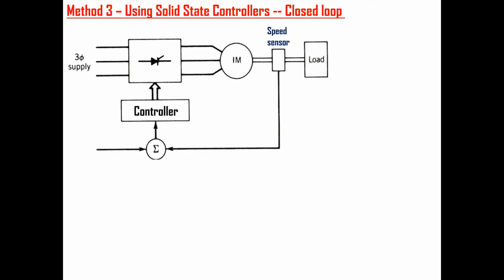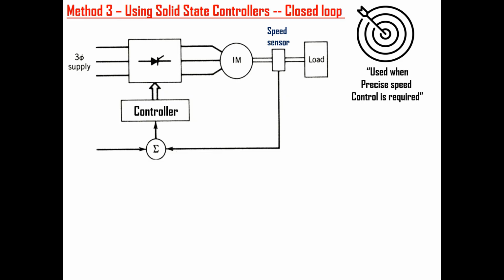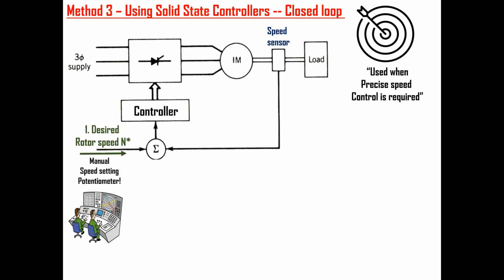Method 3. Using closed loop solid state controllers. It is used in application where precise speed control is required. To make it simple, let's understand the whole process in 6 steps. In step 1, the desired speed n star which we want may be obtained from potentiometer on the front panel or remotely from elsewhere. In the digital version, the desired speed will be set on the keypad.